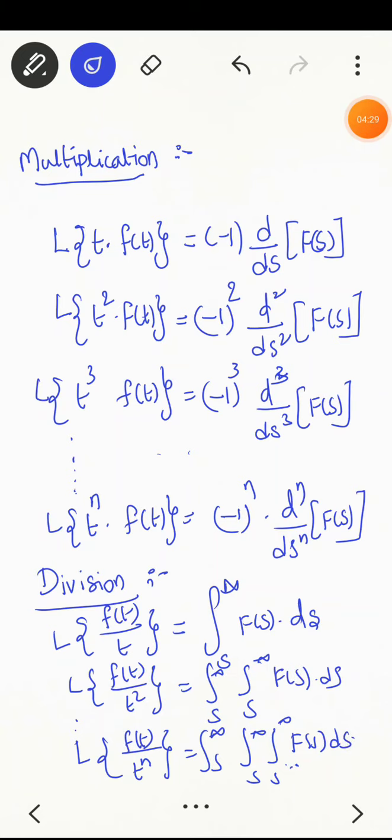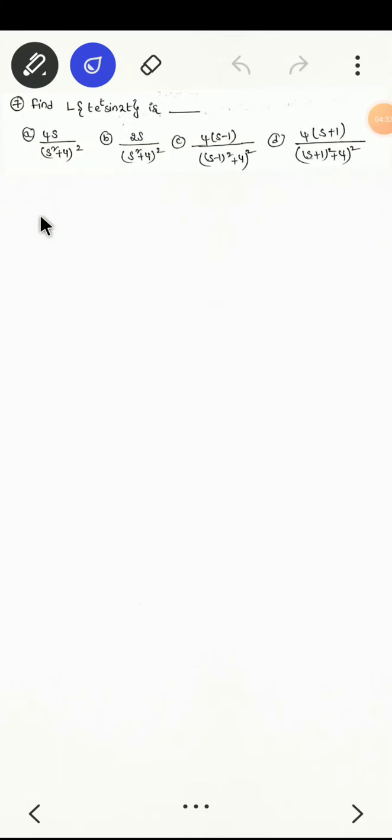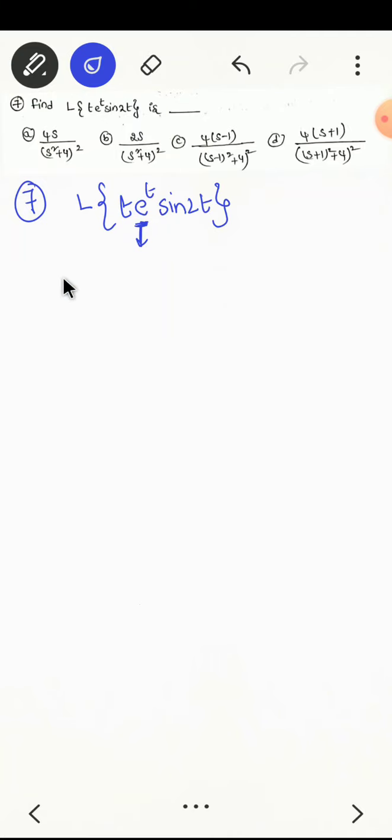Let us start solving some problems. First, problem number 7. What is problem number 7? They have given Laplace of t e power t sin 2t. What you have to do, do not apply the first shifting theorem first, as we were doing. Whenever you see e power t, you just keep that thing first. We will solve this later because that will complicate the problem. First find Laplace of t sine 2t.